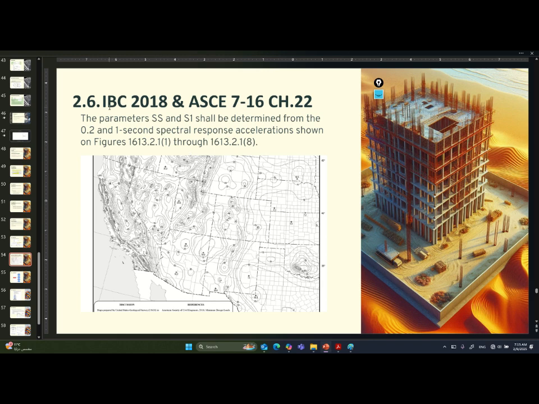Now we will talk about the IBC 2018 and ASCE. According to the IBC, you will consider the ASCE methods. However, there are maps for the SS and the S1.